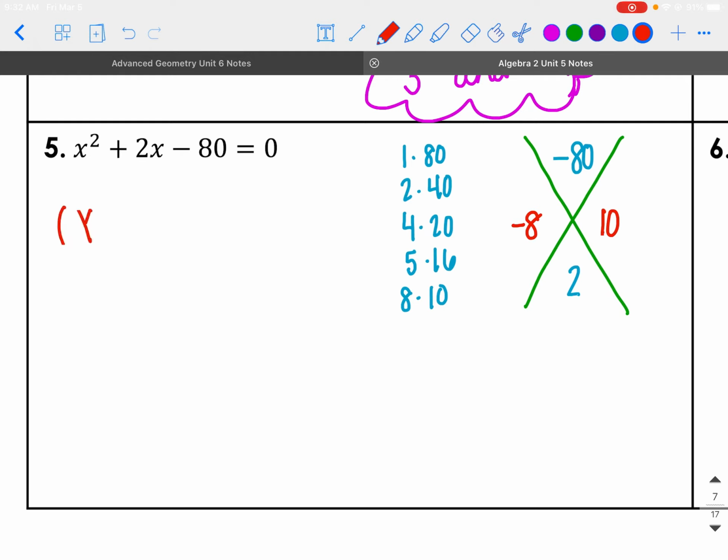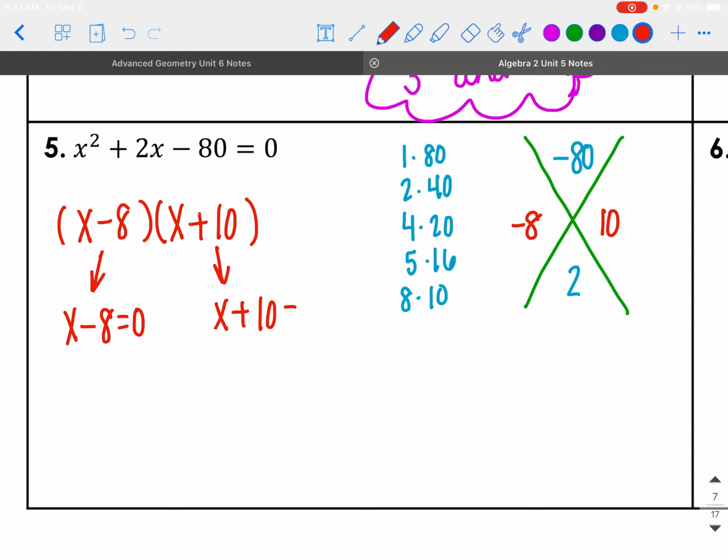So putting it as factors, x minus 8, x plus 10. And then we set each one equal to 0. Adding 8 to both sides gives me x equals 8. Subtracting 10, x equals negative 10. So my x-intercepts are 8 and negative 10.